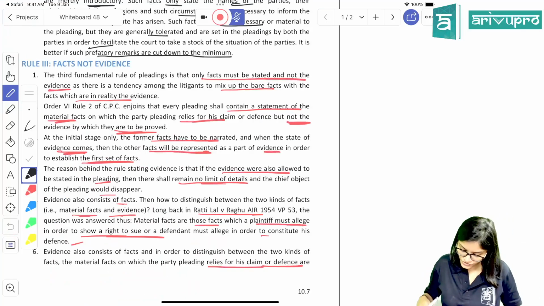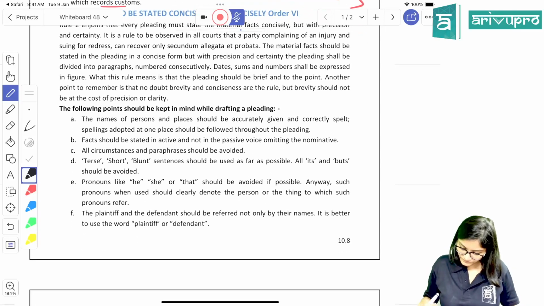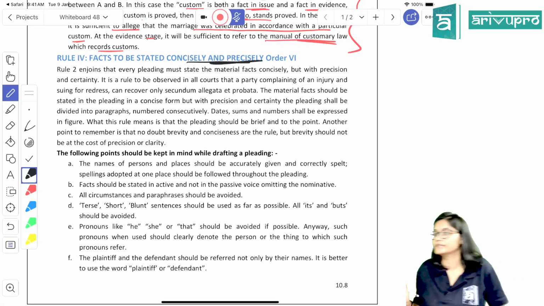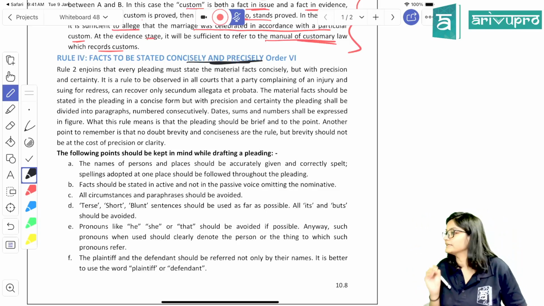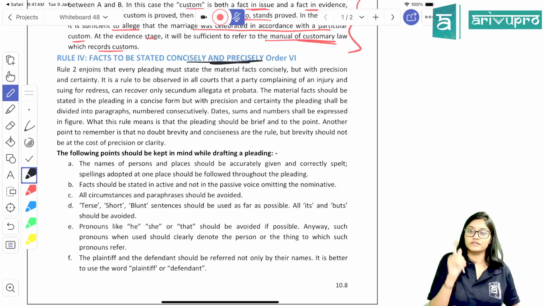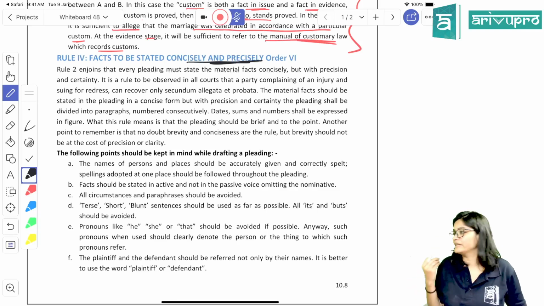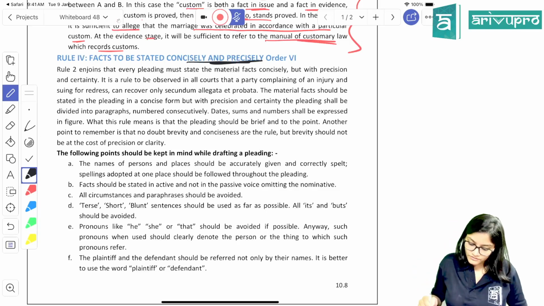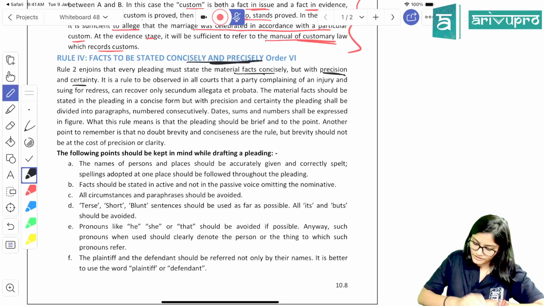And the last rule, facts to be stated concisely and precisely. You have to mention all the material facts concisely, but with certainty, with precision. You don't have to omit anything. You don't have to include anything extra. Complete, accurate should be there, right? Every pleading must state the material facts concisely, but with precision and certainty.